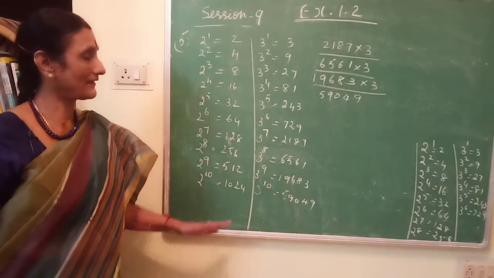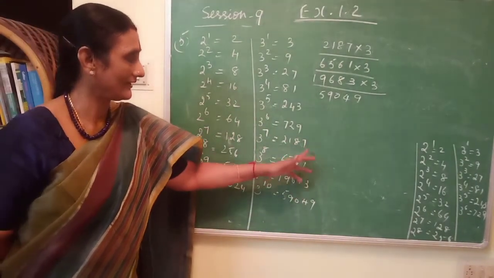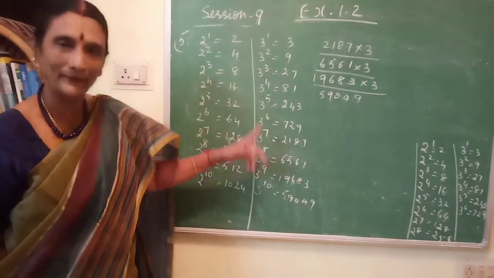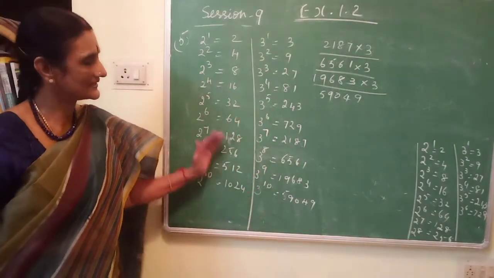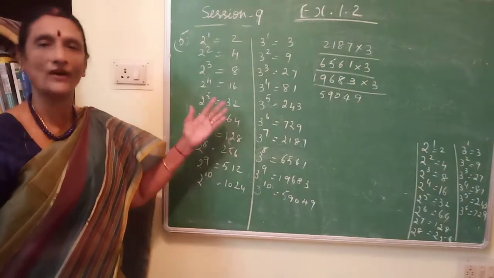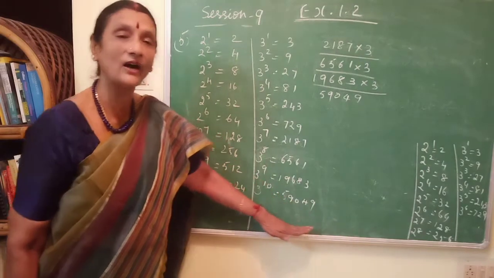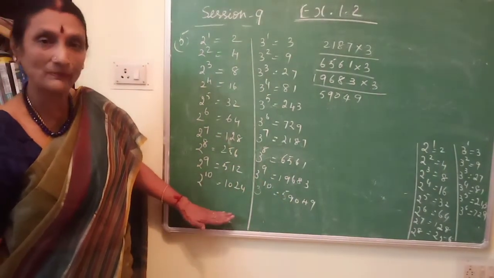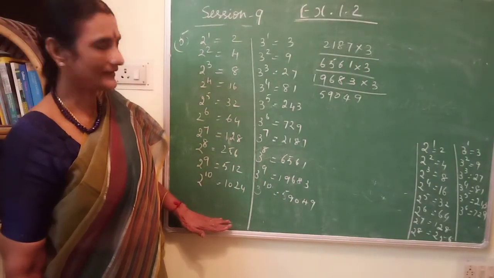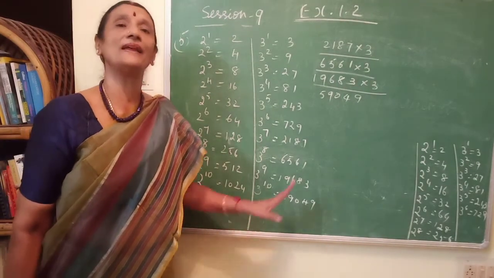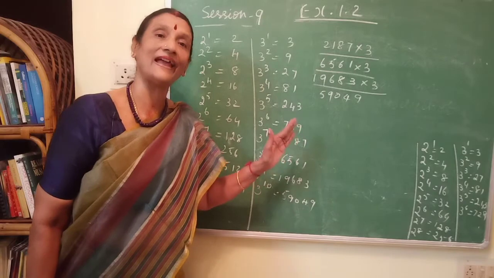So next, 3 power 11 will be ending with 7. Isn't it? The 3, 9, 7, 1 pattern repeats. So in order to understand clearly, I have repeated once more. If you want, you can take down these values for this particular sum. Got it? Up to 10 powers, if you are able to multiply and get it, you will be able to arrive at the pattern for the ending digit.